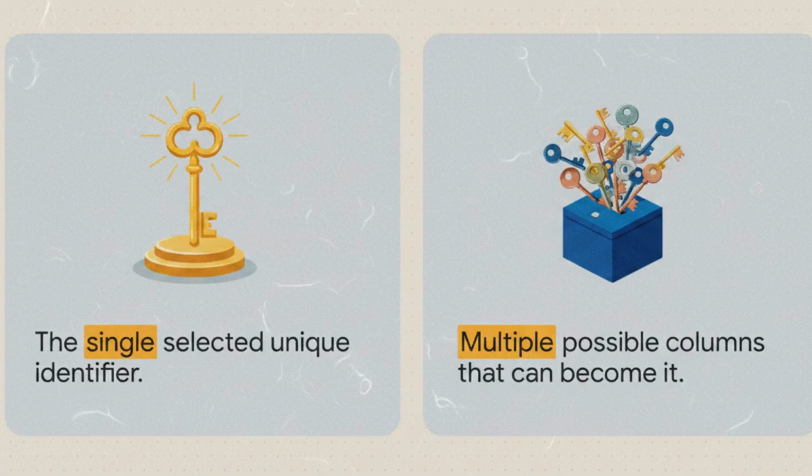So the crucial point is really understanding the relationship between these two concepts. A candidate key represents the multiple possibilities that could become the primary key. But while a table can have tons of candidate keys, only one is ultimately selected by the database designer to act as the official primary key. It's exactly like an election. You have lots of candidates running, but at the end of the day, only one actually wins the office.